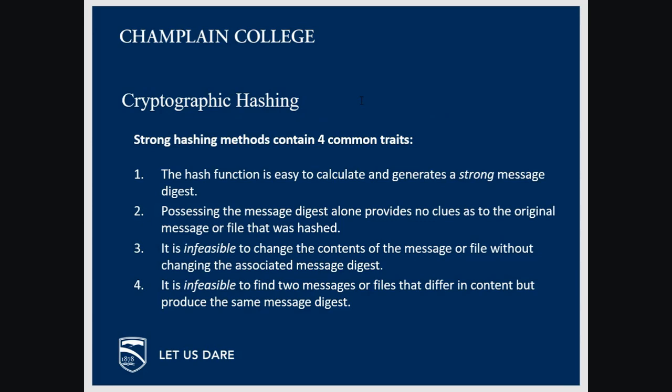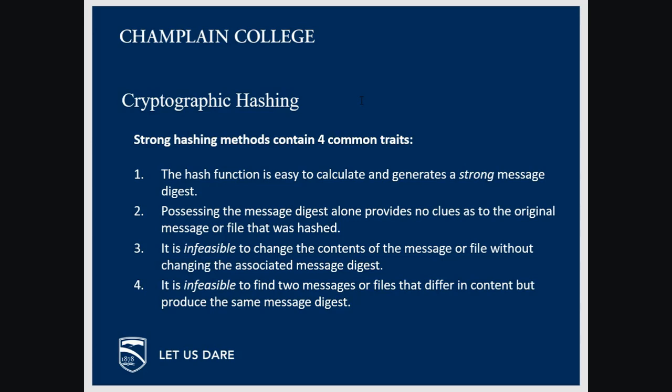So cryptographic hashing, the strong hashing methods, contain four common traits that are important to understand. First, the hash function itself is easy to calculate and generates a strong message digest. And as I mentioned before, they vary in length. So as you get a larger message digest, the strength of the hash value continues to increase. The reason is just the fact that the longer the message digest, the more possible variants I have.